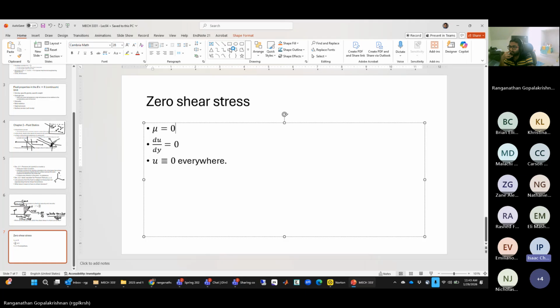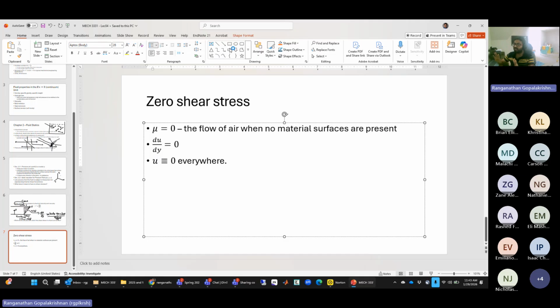I can't think of one. You probably can't think of one technically, but there are many situations in which there is no real consequence of viscosity. I'll give you one example: the flow of air when no material surfaces are present. If you are just having a very gentle wind, and you don't put any tree or yourself or any structure in the path of that air, then the air will not have any resistance to flow.